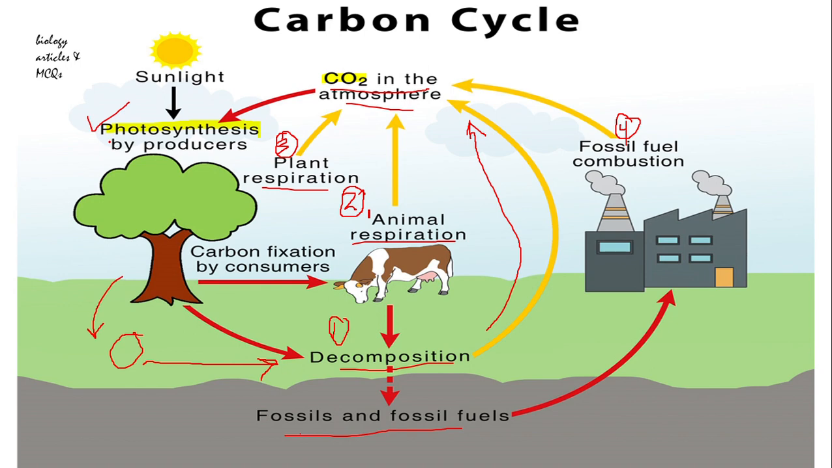So in this way, the carbon is changing from one form to another, and it is going from the living components towards the non-living components. This is how the carbon cycle on land is going on.